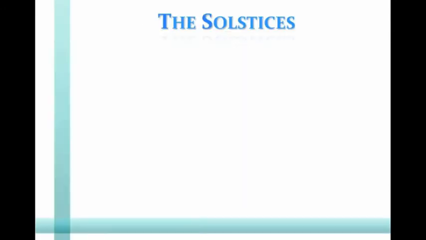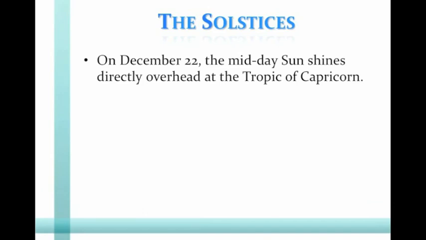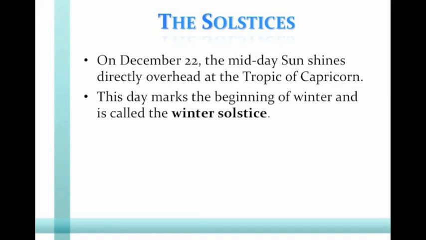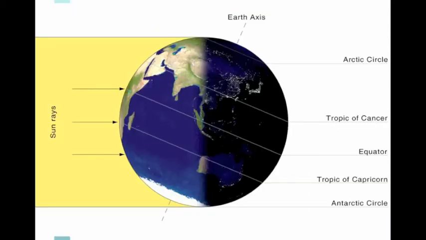Conversely, the sun shines directly overhead at the Tropic of Capricorn on December 22nd. This day marks the beginning of winter and is called the winter solstice. Study the angle of the sun's rays on the Tropic of Capricorn. The sun is said to be directly above the Tropic of Capricorn as the angle of the sun's rays on the surface of the Earth is 90 degrees. The day this happens is known as the winter solstice.